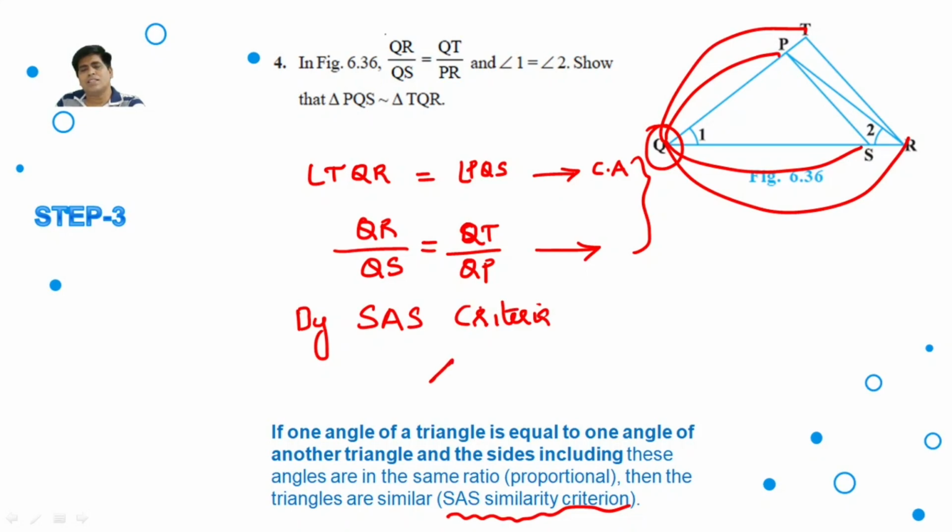Which two triangles? Triangle TQR, this is the bigger triangle, is similar to triangle PQS. These two triangles are similar. Based on which criteria? That is the SAS criteria.